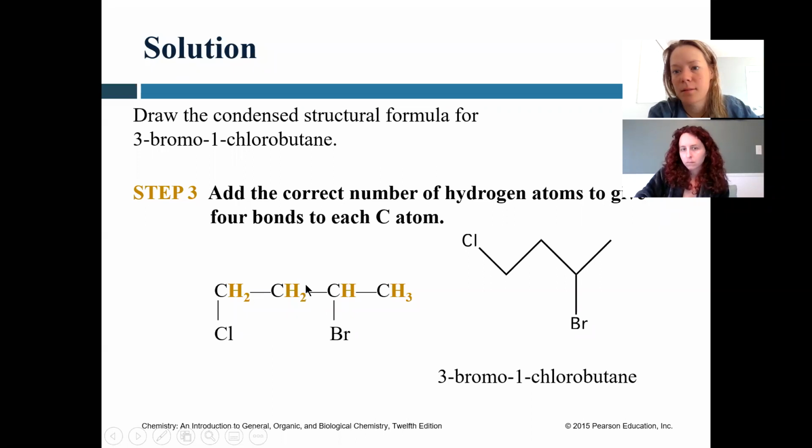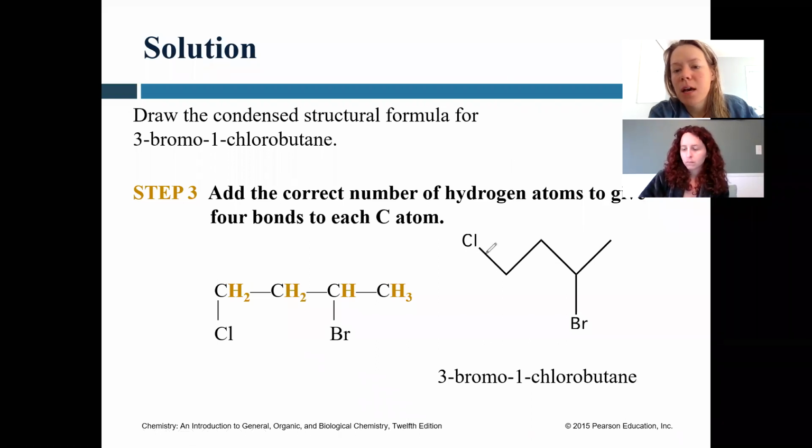Remember, carbon always wants 4 bonds. And then this carbon over here gets, sorry, not each hydrogen, each carbon wants 4 bonds. This carbon down here gets 3 hydrogens. So this would be your ending structure. You might see it written like this as well.